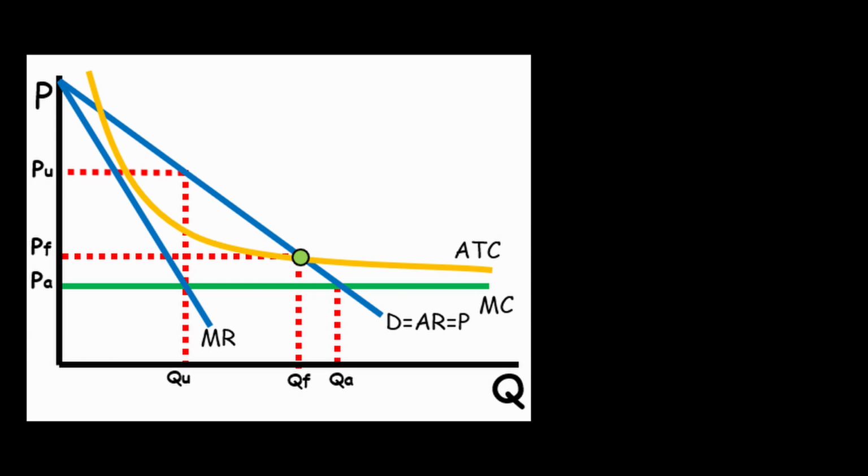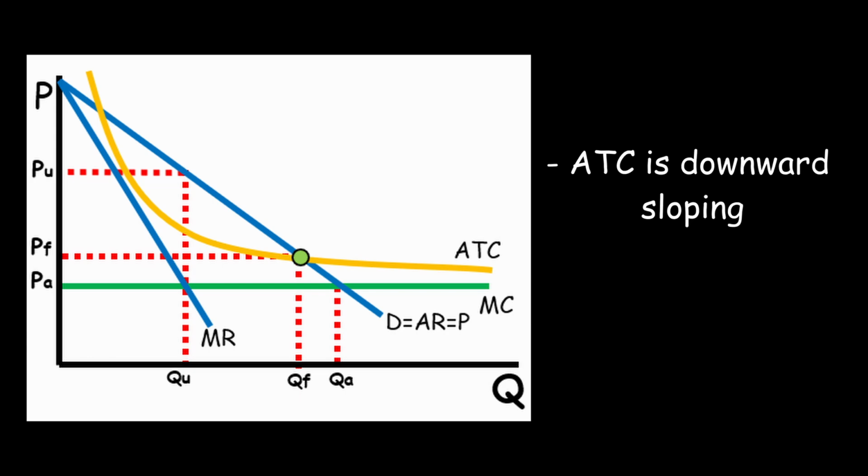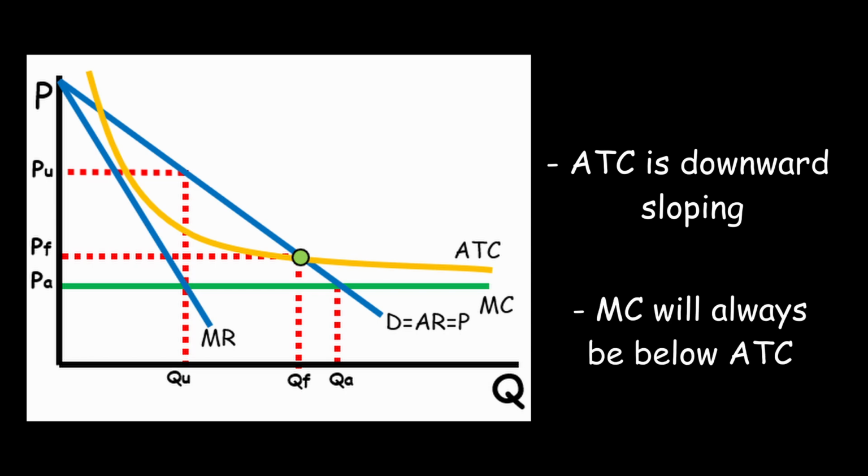Let's go back to the natural monopoly, because the graph for this one's a little different. The key difference you have to remember is that the ATC curve slopes downward over a large range of output in a natural monopoly. The second key difference you have to remember is MC is below the ATC curve. Since ATC is falling, MC always must be below the ATC curve.